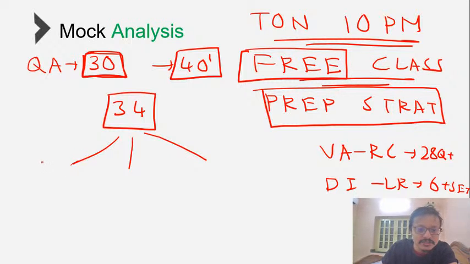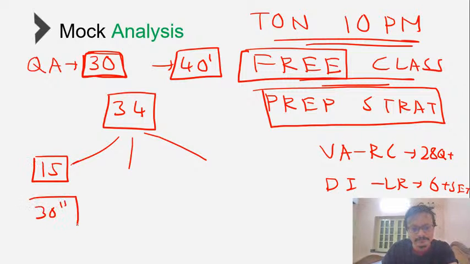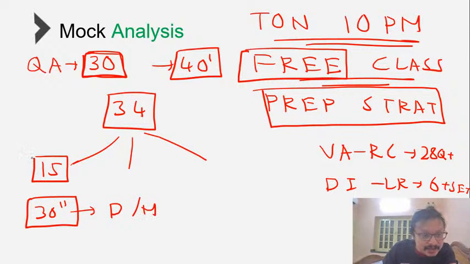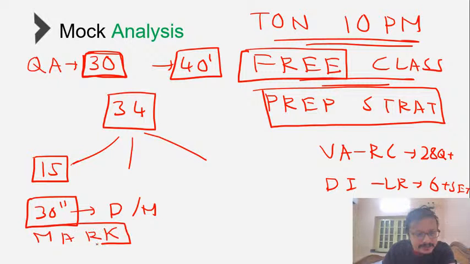Usually among 34 questions, around 15 questions can be solved in 30 second approaches. Now note, these 30 second approaches don't mean the question is easy. The question may also be moderate or difficult. But in 30 seconds, you can mark the answer. Remember this, there's a big difference between being able to solve a question and being able to mark an answer.